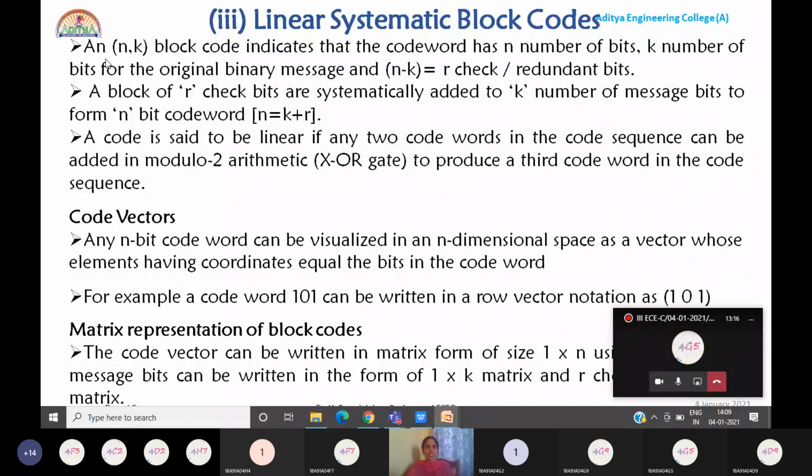We have given the introduction to linear systematic block codes. So what is the main thing? A linear block code is generally represented as an (n, k) code, where n represents the size of the code word, that is the number of bits present in the code word, and k represents the number of message bits. n minus k is the number of check bits, that is r check bits. These r check bits are added to k message bits in a systematic manner, which generates a sequence of code words, each of n bits.